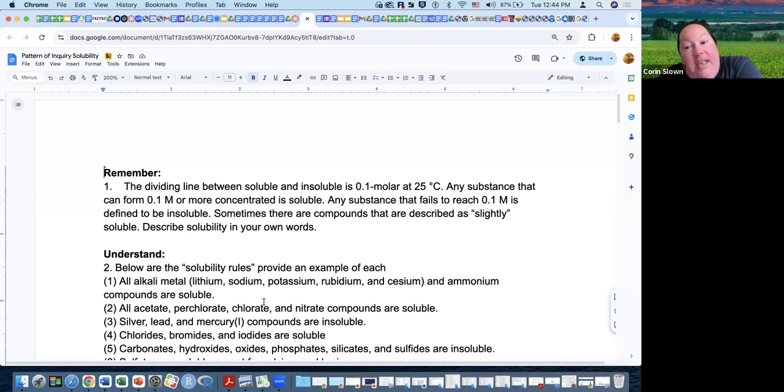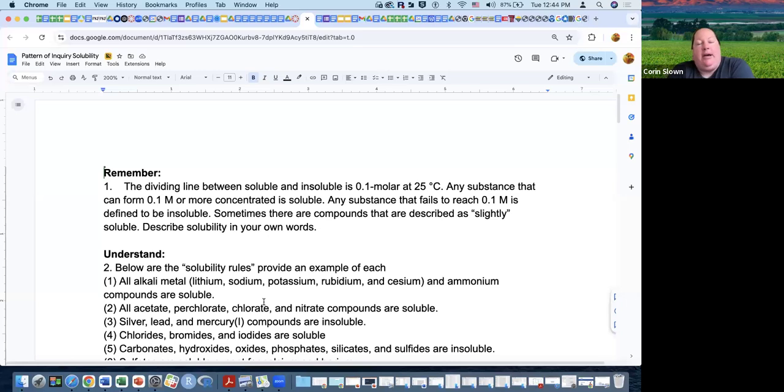Any substance that fails to reach that 0.1 molar solubility is defined as insoluble. Now, that doesn't mean that there isn't any of that compound in water. It just means there's a very limited amount. So sometimes we have compounds that are described as slightly soluble, and that's an important consideration.